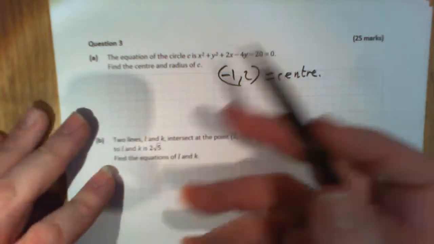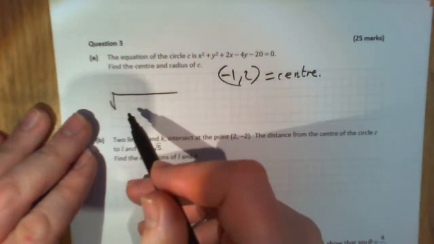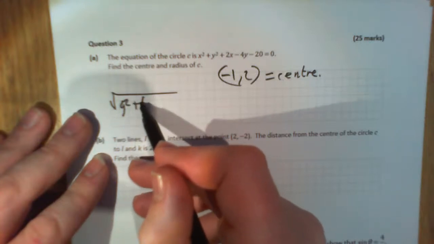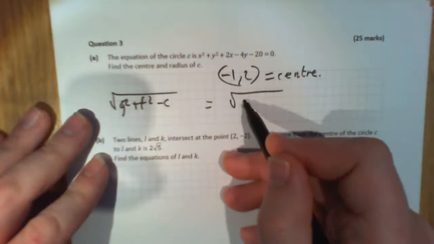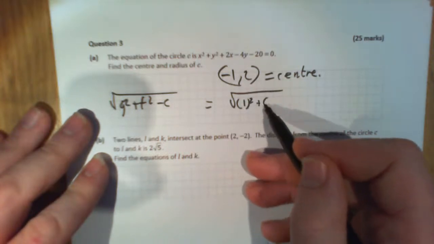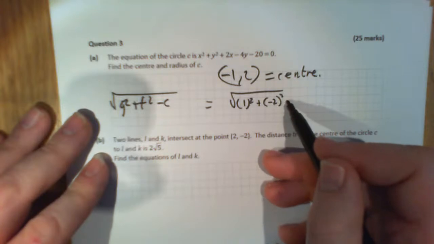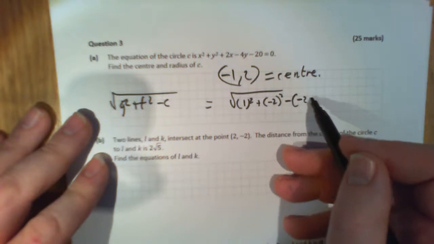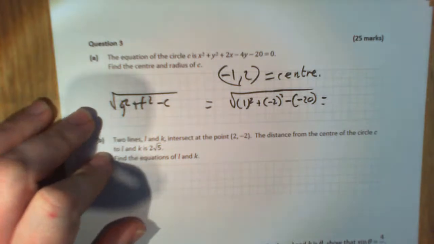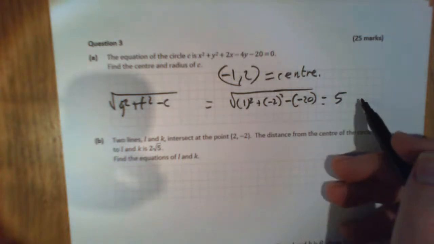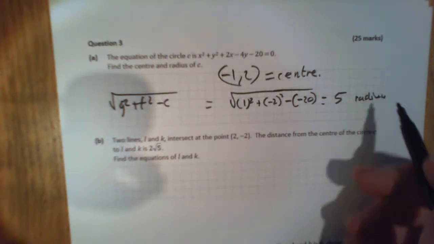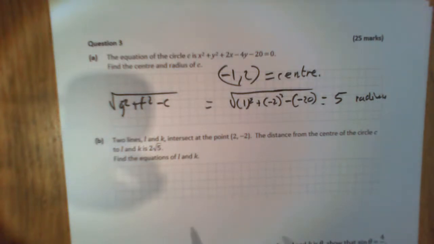And the equation for the radius is always going to be the square root. That's in your log table. It's g squared plus f squared minus c. So that's going to be the square root of 1 squared plus minus 2 squared minus 20, which is 5. And that's the radius. Cool. That's a nice little one just to get you going on this one.